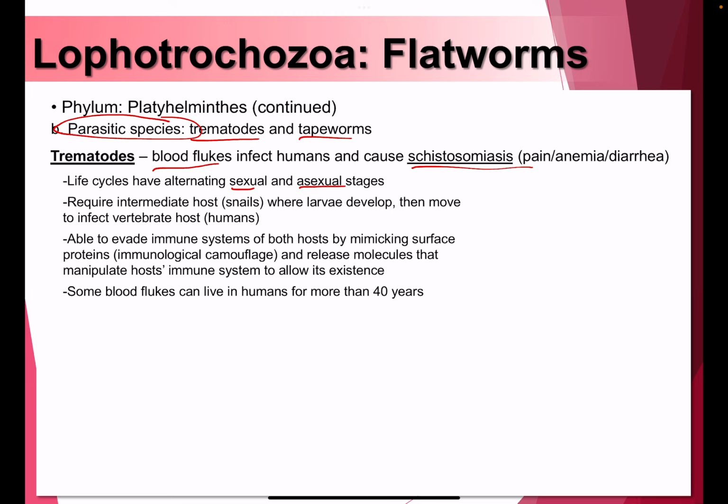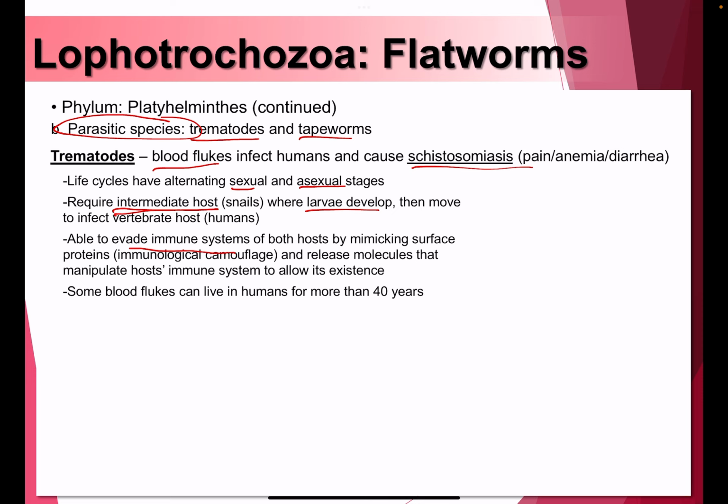They require what's called an intermediate host, which is usually a snail. Inside the snails is where their larvae will develop, and then those larvae will swim out into the water and infect their final host, which is usually a vertebrate of some sort, for example, humans. So they have these really cool adaptations because they have to parasitize two different species, one a snail, one a vertebrate, which means they have to somehow evade the immune systems of both hosts, and they do it in two different ways.